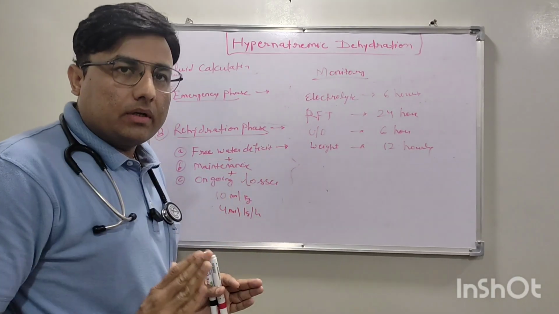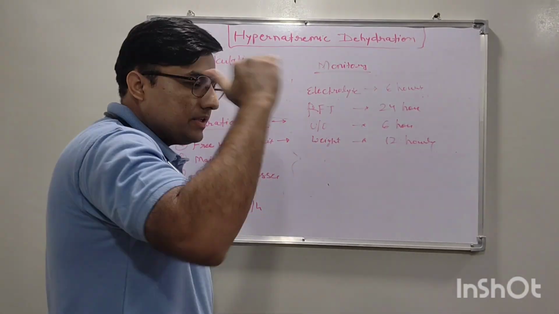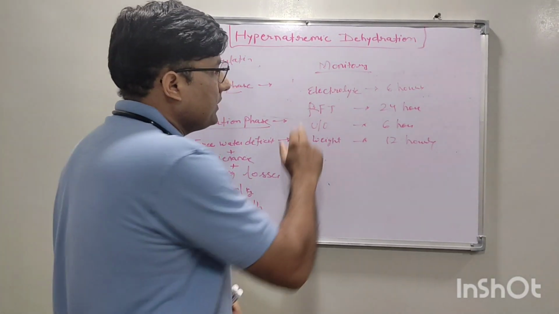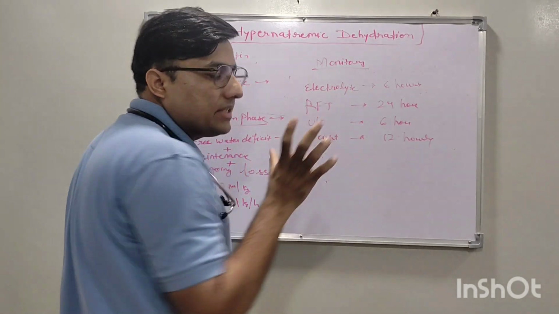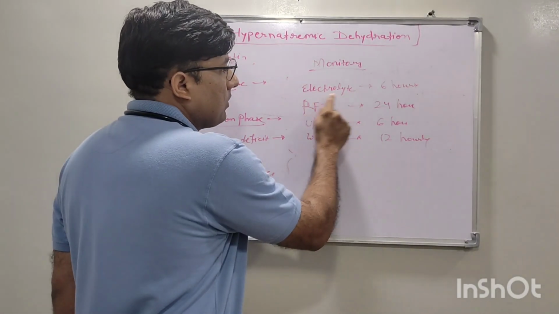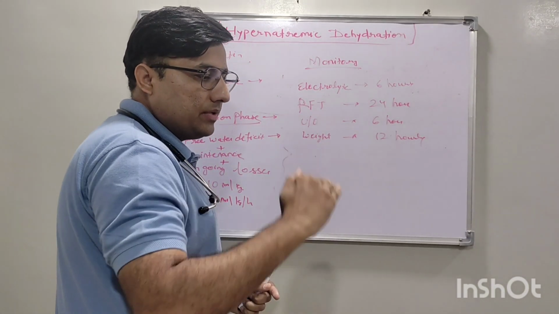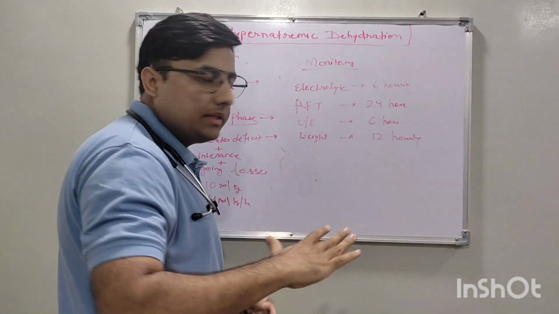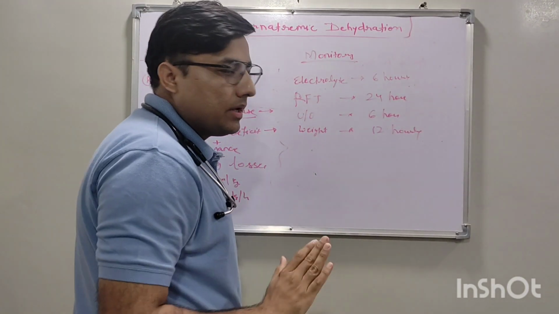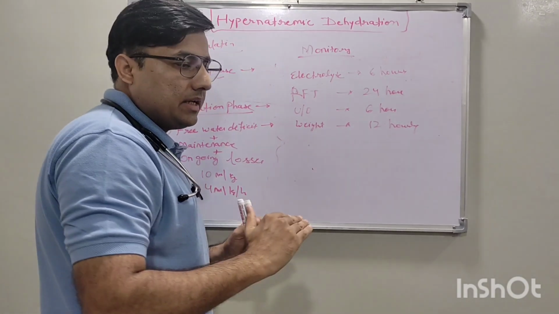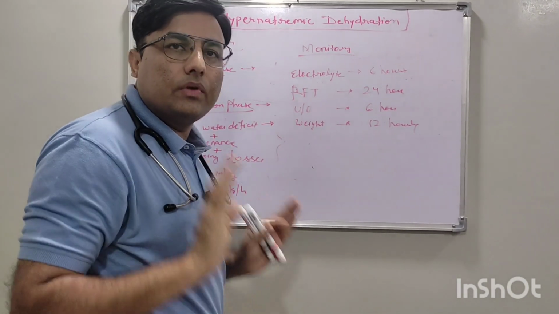So after starting that much fluid, monitoring is very important, because we should monitor how much sodium is correcting with any fluid. So in the initial first 24 hours, electrolytes should be done 6 hourly. We should see how rapidly sodium is falling, 6 hourly. If it is rapidly correcting, then we should decrease the rate of the fluid.